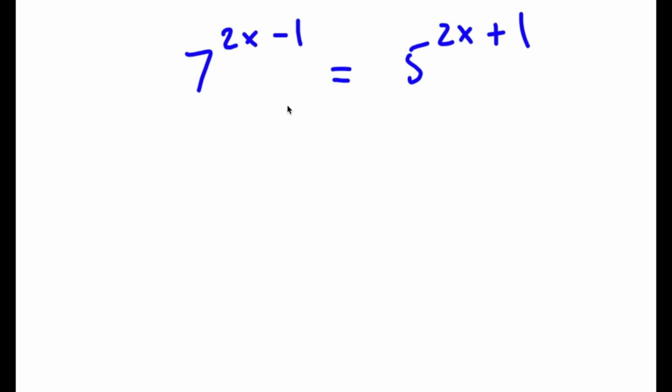In today's video, I'm going to be teaching you guys how to solve this exponential equation. So we have 7 to the power of 2x minus 1 is equal to 5 to the power of 2x plus 1. And we want to find our value of x here.